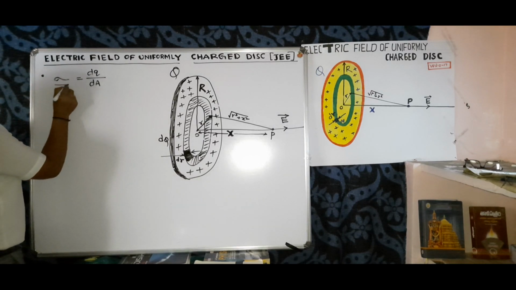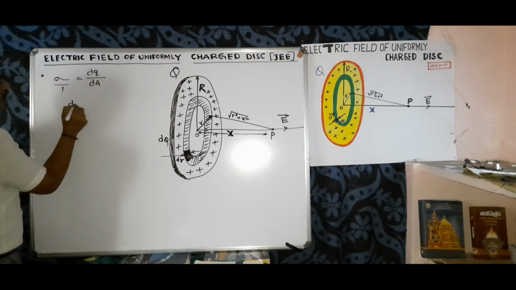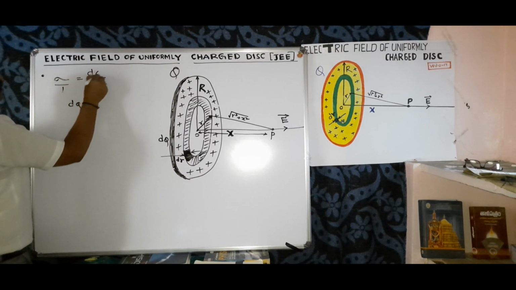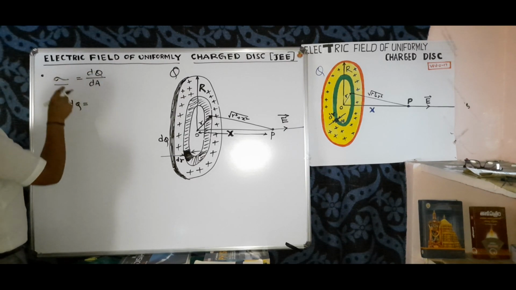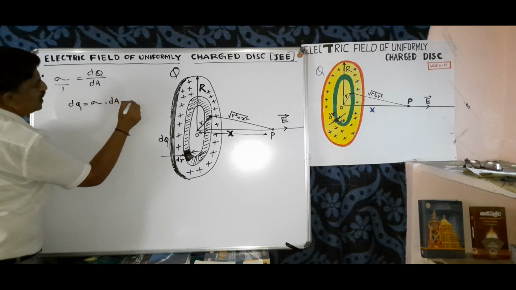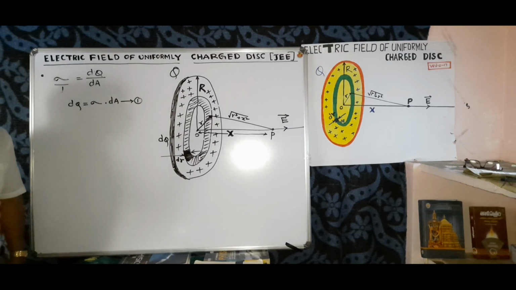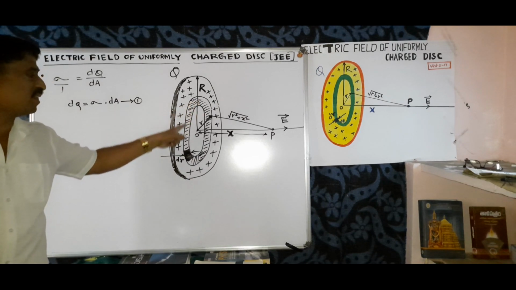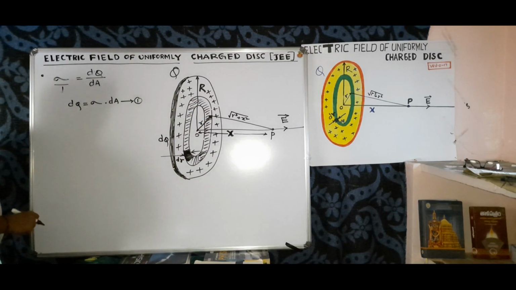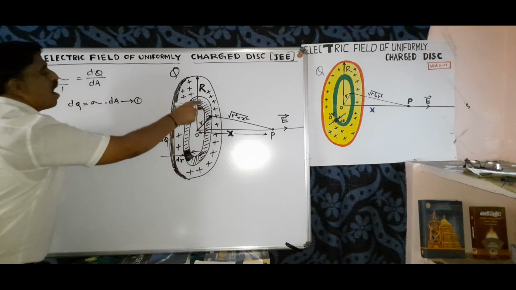I am writing dq. That is equal to sigma into dA. This is equation number 1. dq means the small amount of charge present on this smaller ring with the center O.